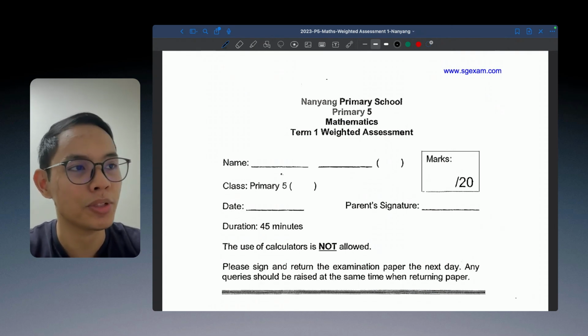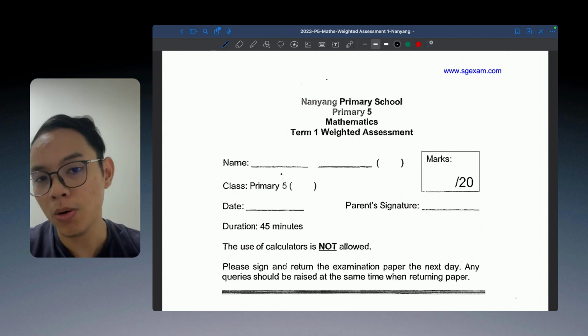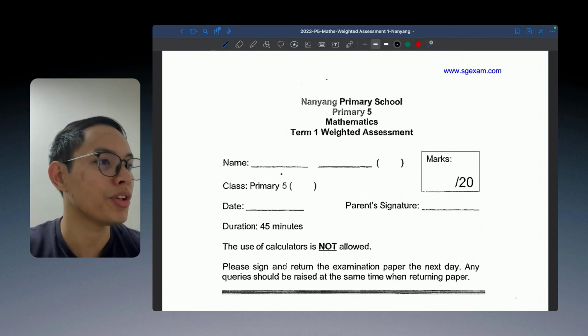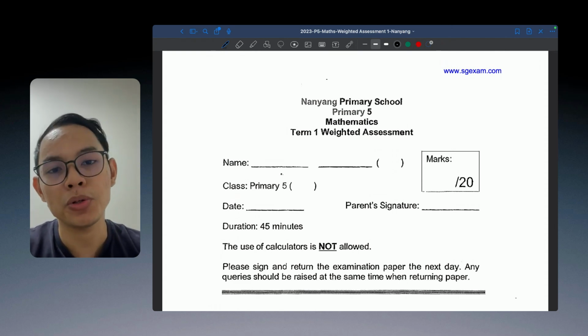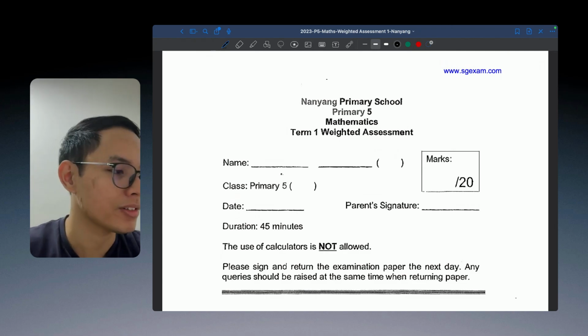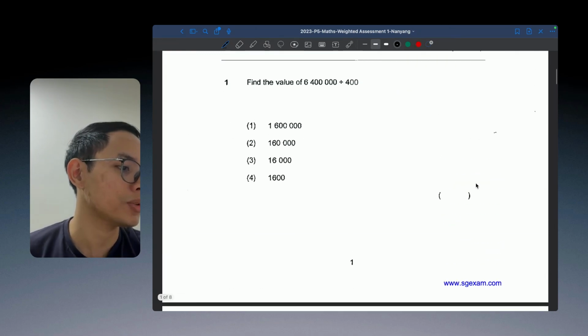There are two ways to do this. You can go to the description down below and download the whole weighted assessment and do it at your own time. Or you can go through this video and pause on a question, do it on your own, and see whether your answer is correct. Okay, let's get started on the first question.